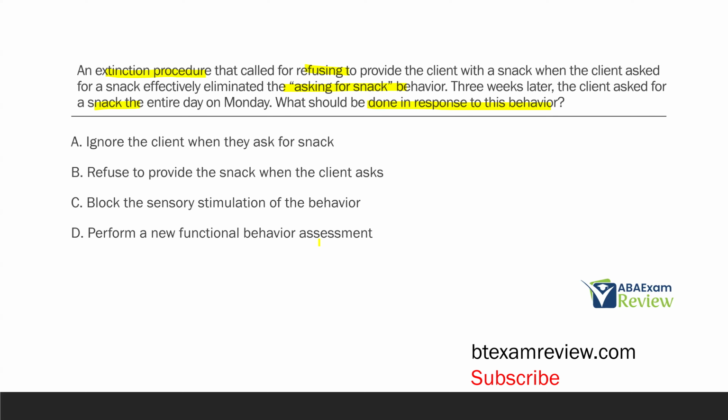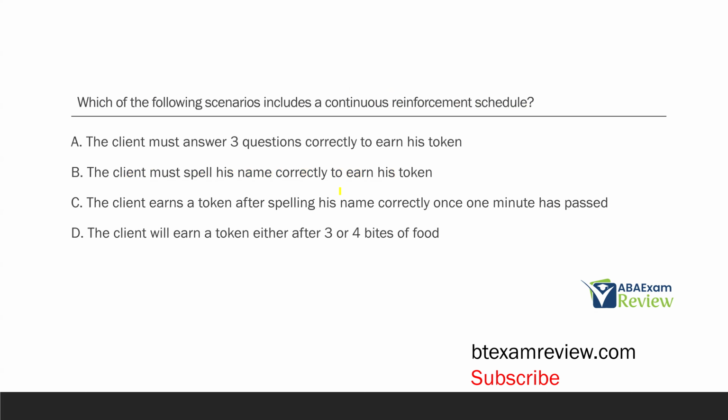Extinction leads to behaviors being extinct, which often result in spontaneous recovery. When that spontaneous recovery occurs, all we need to do is go back to the prior extinction procedure. If it continues, if it gets worse, maybe a new FBA is needed. But as of right now, all we have to do is to refuse to provide the snack when the client asks. I just want to reiterate A, ignoring the client, be very careful with that wording. When you're doing planned ignoring, as we call it, you're ignoring the behavior, not necessarily the client. So be very careful with that wording.